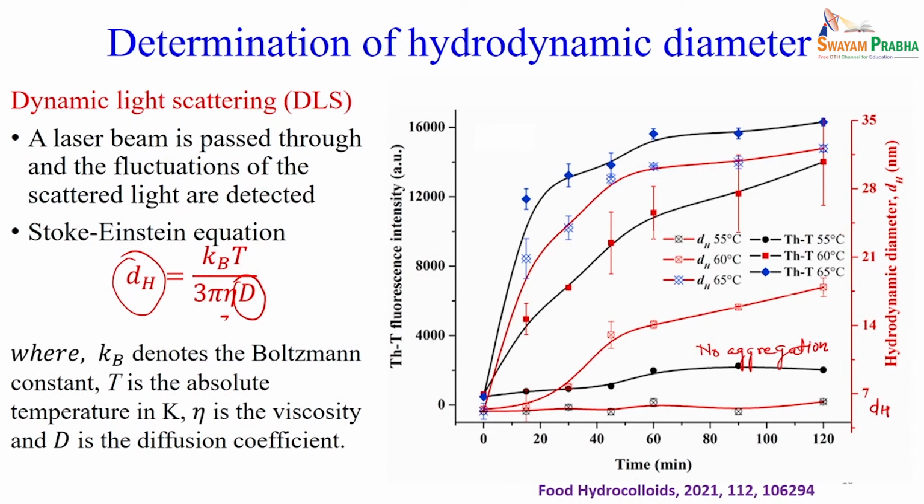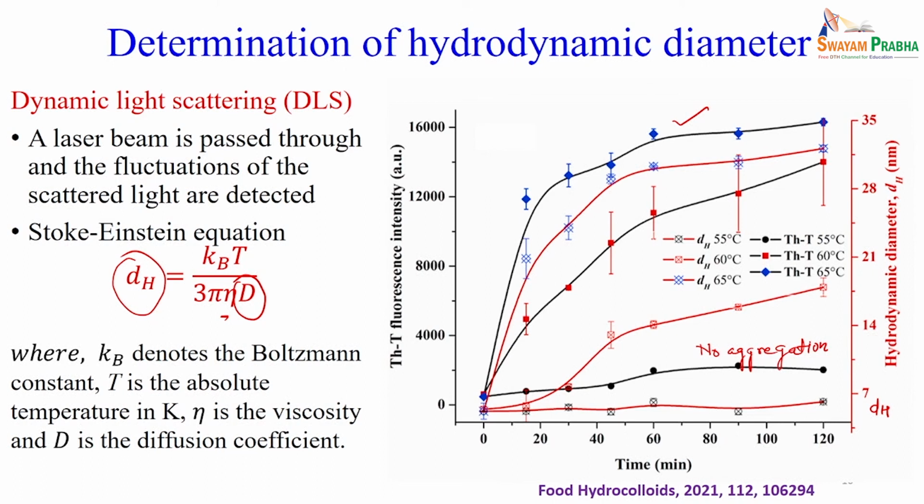Then if you go for the 60, you can say there is an increase in the ThT fluorescence, it means there is a formation of the aggregates. And accordingly, we can see there is an increase in the hydrodynamic diameter or hydrodynamic size as well. Further, if you increase the temperature to 65, aggregation is further enhanced, ThT intensity is enhanced, and parallelly the size of aggregates is enhanced.